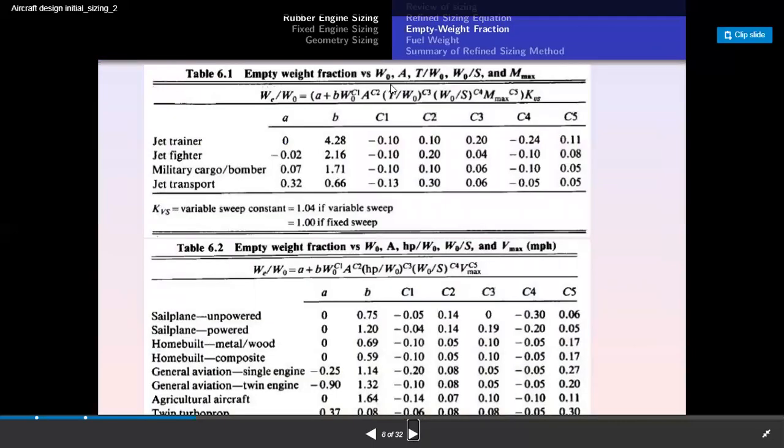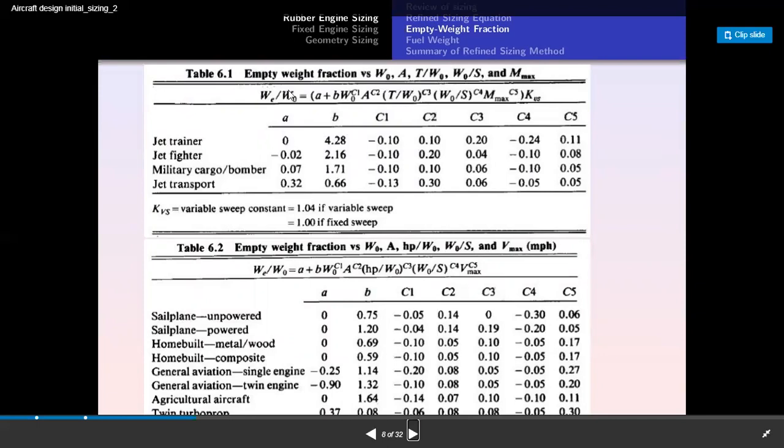W naught is the total design gross weight, where the total design gross weight includes W crew, W payload, W fuel, and WE, that is empty weight, crew weight, payload weight, fuel weight. Clear? A is called aspect ratio, that is thrust with respect to the total design gross weight, and we know that W naught with respect to the surface area of the wing is called wing loading, and M max is all with respect to the total design gross weight. Clear? So WE by W naught is nothing but the empty weight fraction.